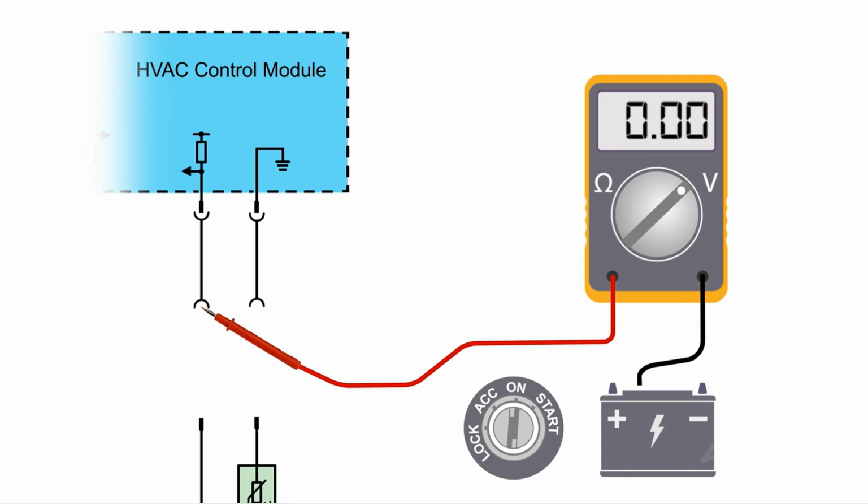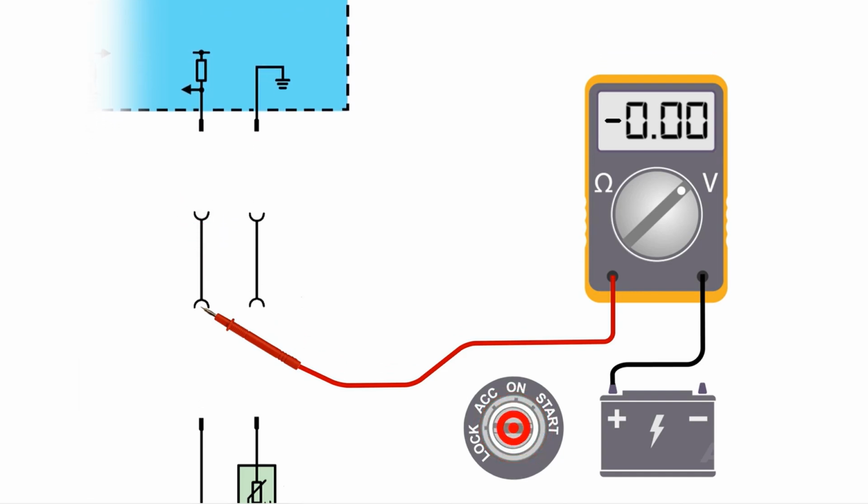Move the black probe to the battery positive and watch the display. If any voltage is seen, a short to ground can be confirmed. If the voltage remains at 0, an open is the likely cause. Turn the ignition off, disconnect the module, and turn the ignition back on.